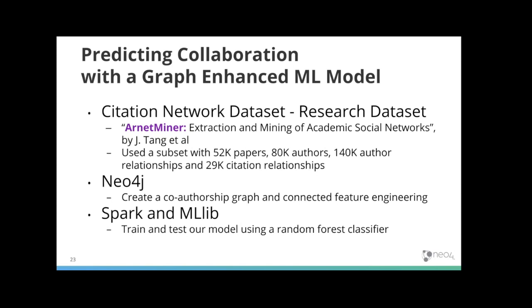We dumped that data into Neo4j to create a co-authorship graph, looking at where we have particular authors that have maybe worked together on particular research papers or articles or other types of materials, and then ran that through connected feature engineering using our Neo4j graph algorithms, and then using something like Spark and MLlib to train and test a model using a random forest classifier. So we're going to actually walk through that process and show how we did that and what the results looked like.